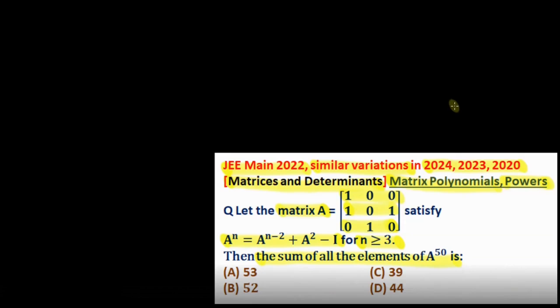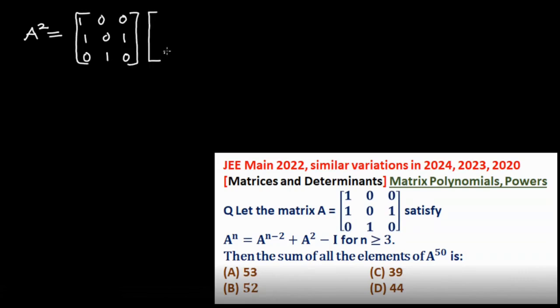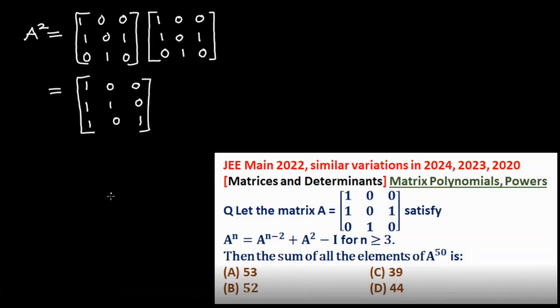This type of problem requires you to simplify higher powers of a matrix, A power n or A power 50, using pattern finding. We are given matrix A, so first we will find A square by matrix multiplication. A square equals matrix 1 0 0, 1 0 1, 0 1 0 multiplied by the same matrix A, 1 0 0, 1 0 1, 0 1 0. I hope you know how to do matrix multiplication.